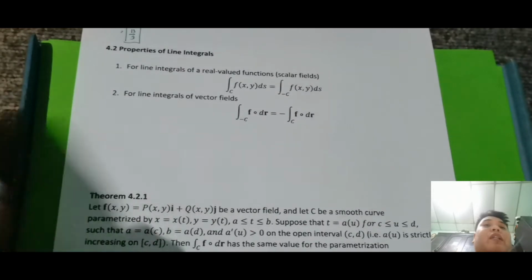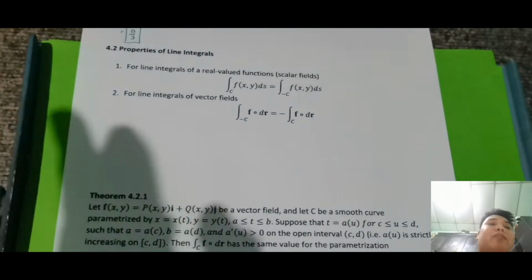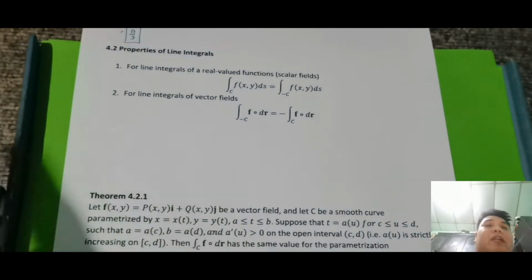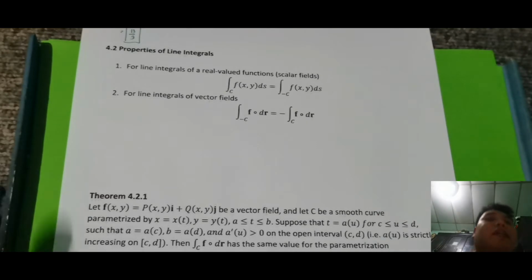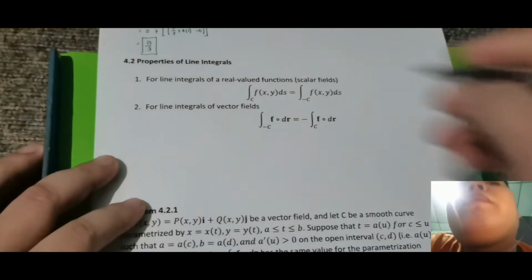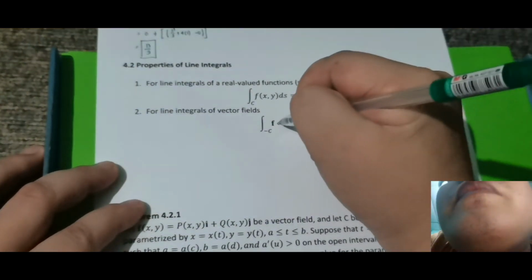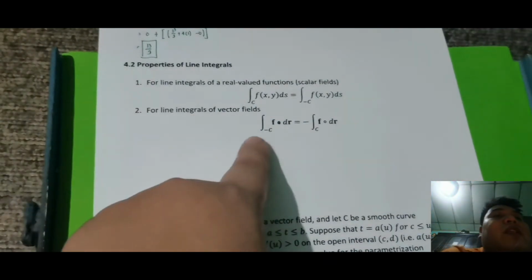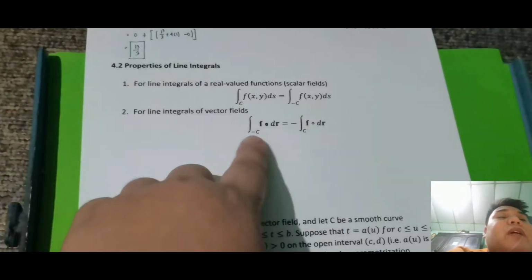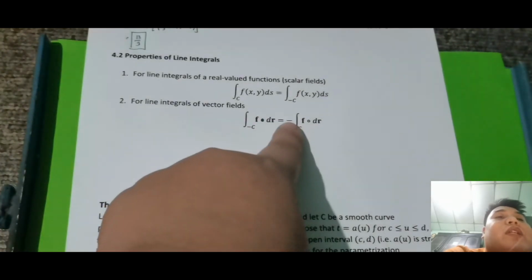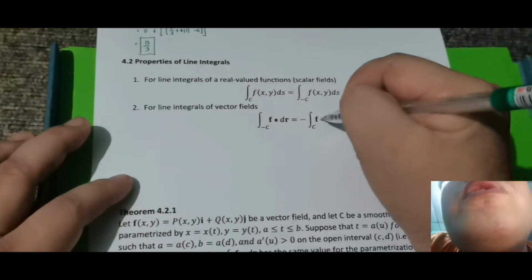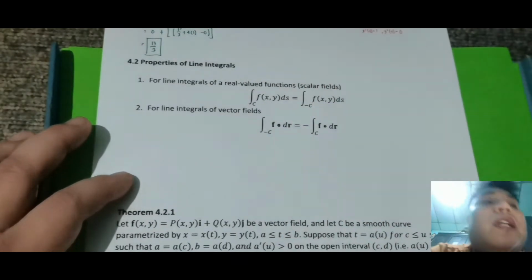So now, for line integrals of vector field, ito ay mayroong epekto. Again, for line integrals of vector field, ito ay may epekto. So ang formula natin ng line integral ng vector fields is just ito. So pag tinreverse natin siya or nagkaroon ng negative direction, yung curve natin, kumbaga ibang direction, that is equal sa negative C. So gusto mong tanggalin yung negative, lagay mo ng negative sa labas.